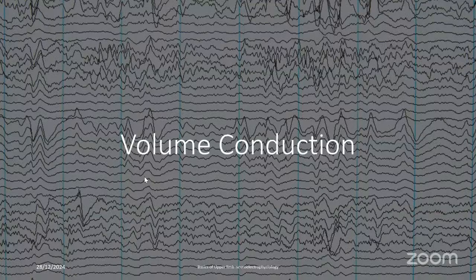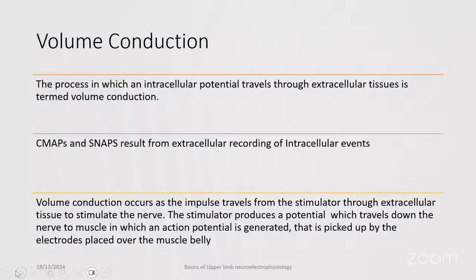So with this, we'll come to the basics of neuroelectrophysiology for some time before we go on to the upper limb. Some are beginners in this. The process in which intracellular potential travels to the extracellular tissues is termed volume conduction. Very important to understand this concept. Compound muscle action potentials and sensory nerve action potentials result from extracellular recording of what is happening intracellularly. So understand this volume conduction.